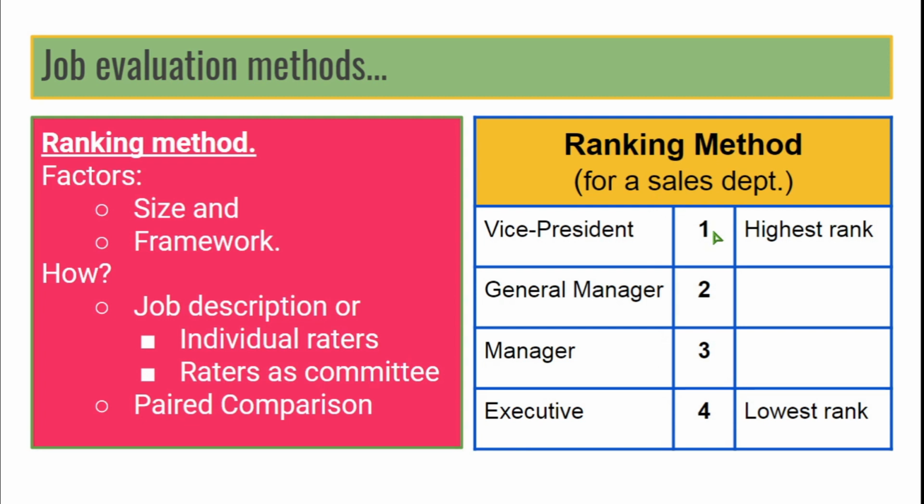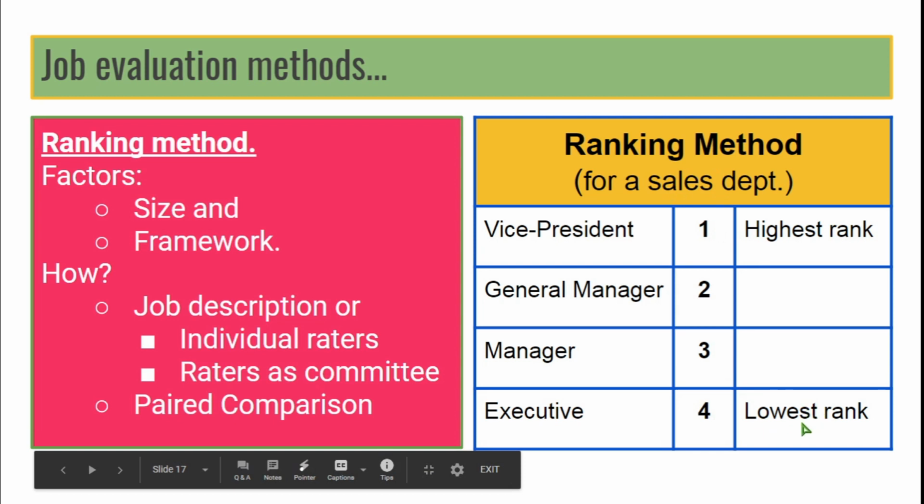All right, on your right you can see a sample ranking method used to rank the different jobs in a sales department, where 1 is the highest ranking given and 4 is the lowest ranking given on the basis of importance of job. All right. Then we have job classification.